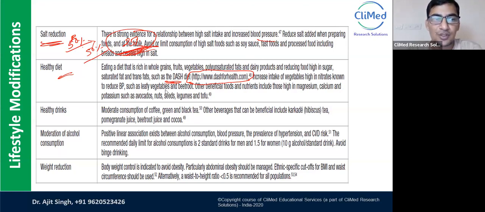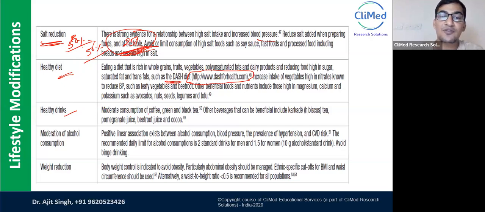So it is very important to focus on the minerals, focus on protein and low saturated fats. We usually consider polyunsaturated fats in the DASH diet. So that's how we go for the DASH diet, a healthy diet. First of all, we should look at salt reduction, then a healthy diet, then healthy drinks. Healthy drinks are also important.